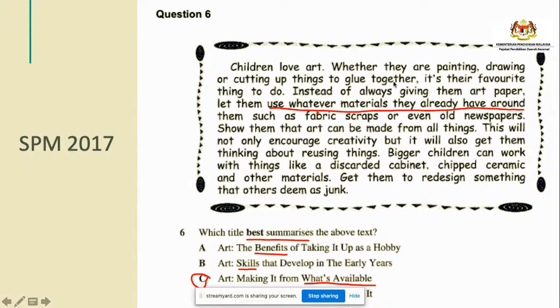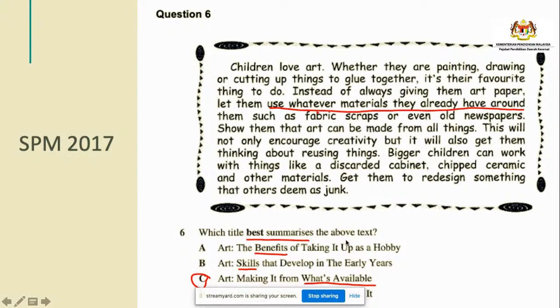Sometimes if you are given a short text yang tak ada headline. Macam ni dia tak ada clue. Tak ada clue langsung. So we have to read the question. Kita tahu dia nak tajuk. Tajuk yang menunjukkan bila baca tajuk, kita tahu apa yang ada dalam ni. Itulah maksud soalan ni. Which title best summarizes the above text? Dia kata tajuk yang manakah di bawah ni, antara empat ni yang boleh memberi penerangan ringkas ataupun idea keseluruhan tentang apa yang ada dalam kotak ni. Okay, so which title summarizes the above text?